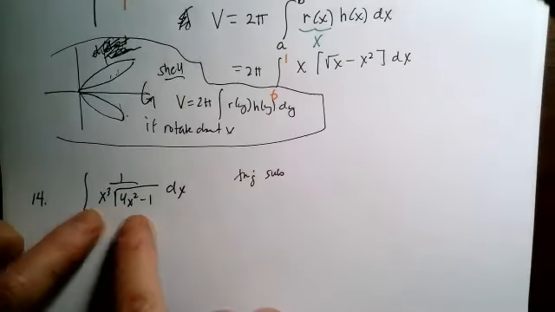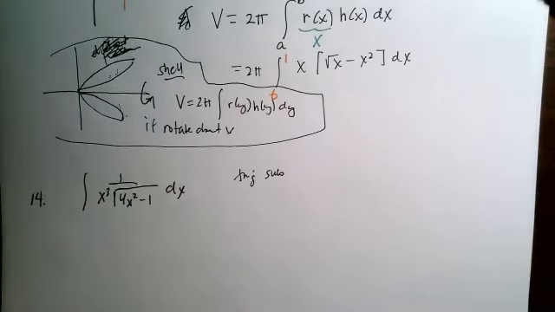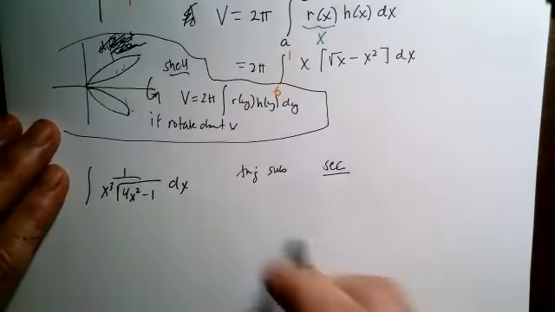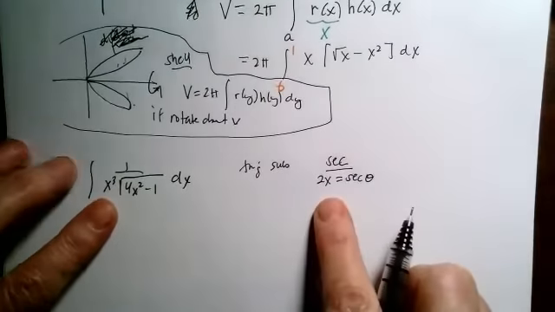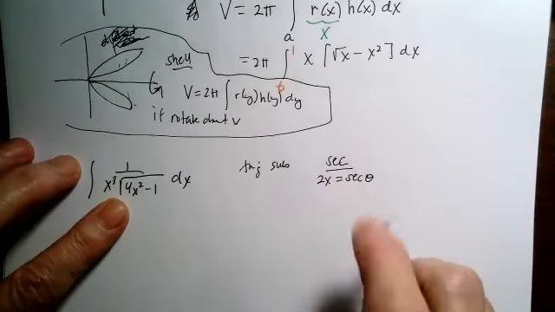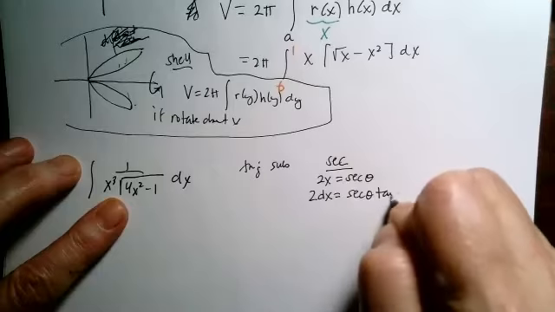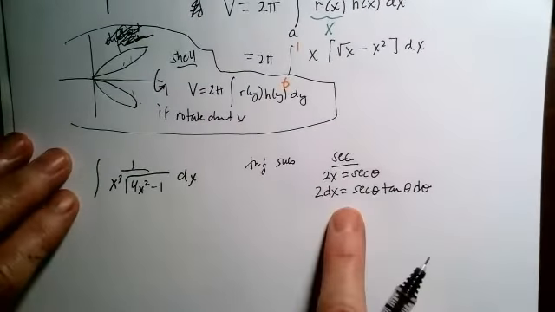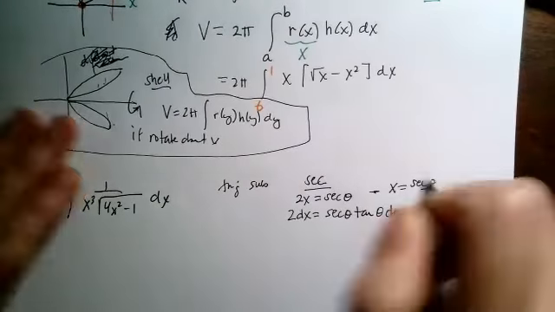Okay, anybody remember what's the trig sub when it's the variable squared minus the constant squared? A secant theta. Yeah. Okay, it's going to be a secant. So we're going to let 2x be the secant of theta. So 2 dx is going to be secant of theta, tangent theta, d theta. This means that x is the secant of theta over 2.